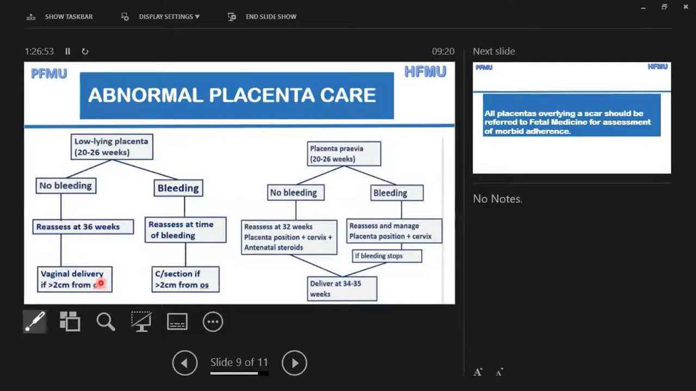Are we together? Yes. And then you pick it between 20 and 26 weeks and the patient is actually bleeding. You need to reassess and manage the bleeding that the patient is having, and make sure everything else is okay. And if she continues bleeding, you may need to perform a cesarean section. Maybe you may need to manage them until they are around 28 to 32 weeks. And if the bleeding persists, you can do a cesarean section.